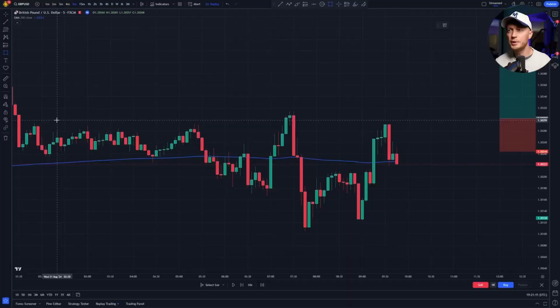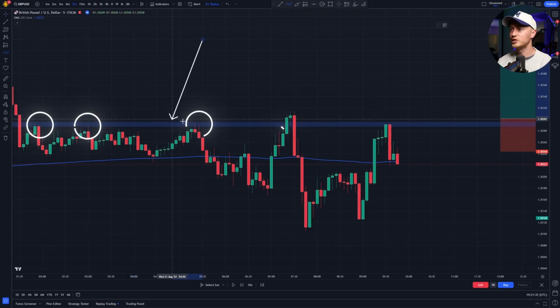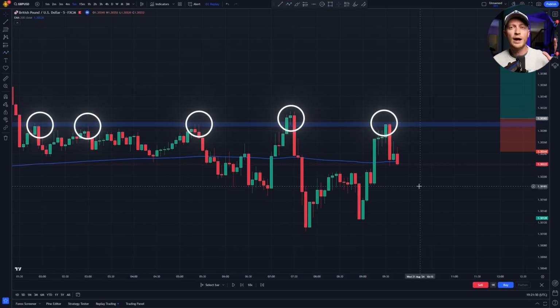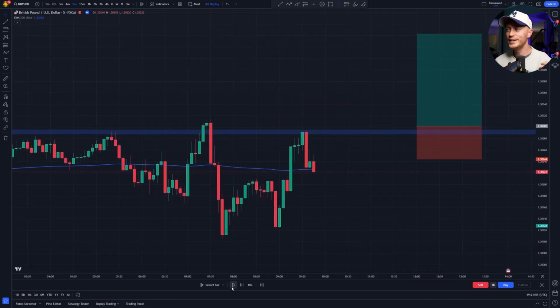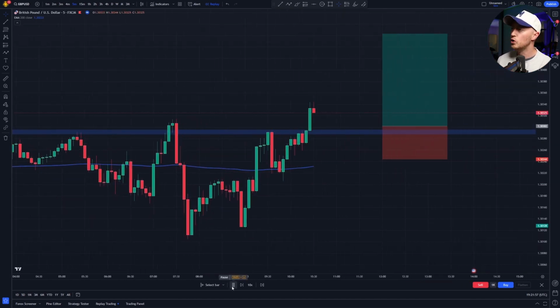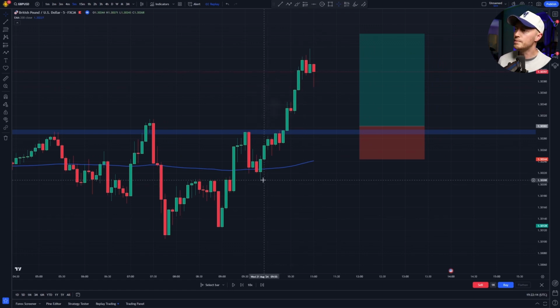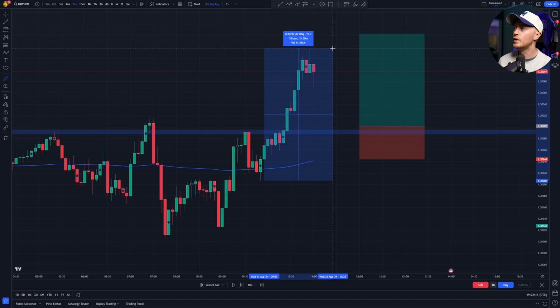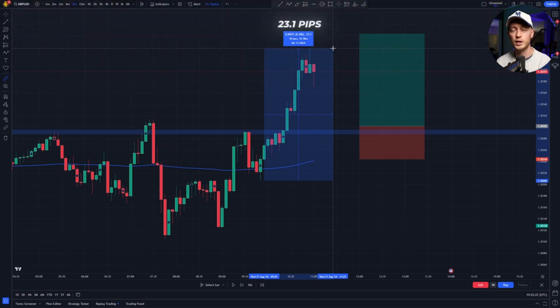Let's continue. As we jump into my next live trade of the week, you can see there is a clear level of resistance right here. Price kept respecting this level over and over again. Now, in order to take a trade when we have a clear level of resistance like this, we need to see a big impulsive move that breaks through that level. To be more specific, if you measure from the bottom of the move to the top of the move, I generally want to have 15 to 25 pips. You can see right here, it's 23.1.